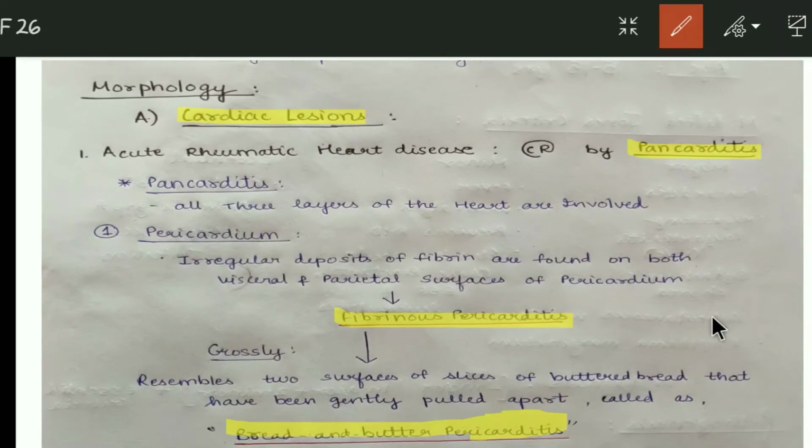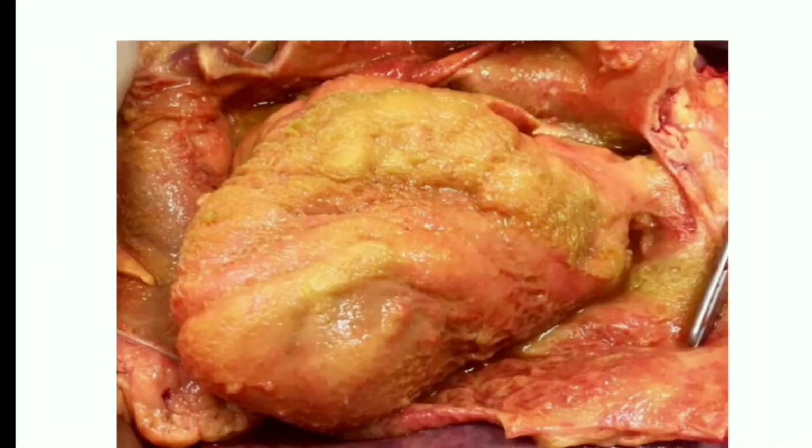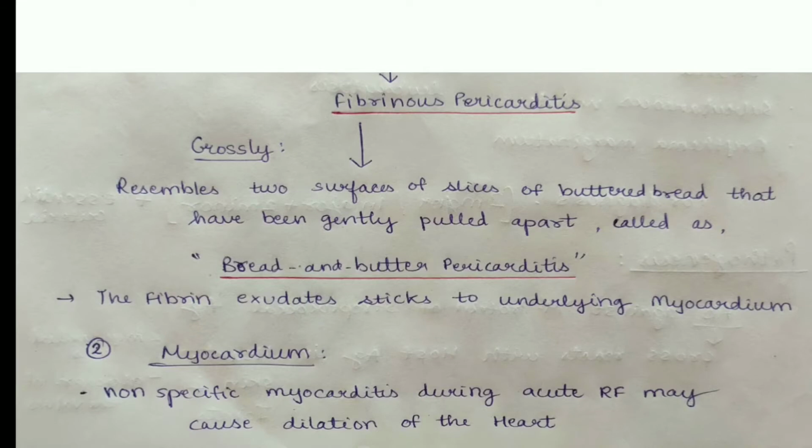I also have the image of this here. Here you can see a bread and butter pericarditis. It is butter-like, and here the pericardium is reflected. The fibrin exudate sticks to the underlying myocardium. Second, myocardium. Non-specific myocarditis during acute rheumatic fever may cause dilation of the heart.